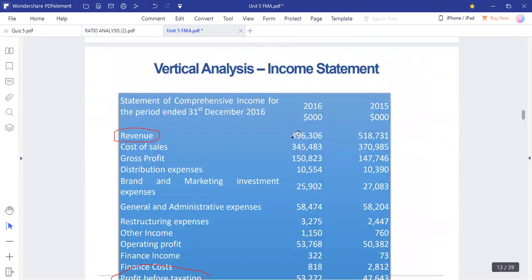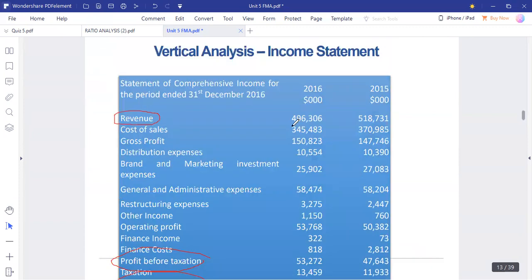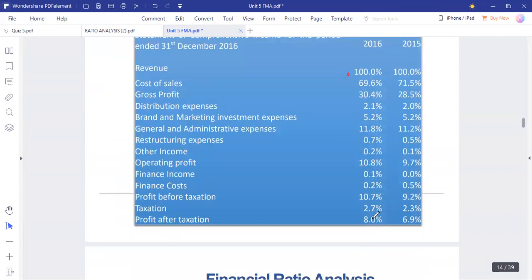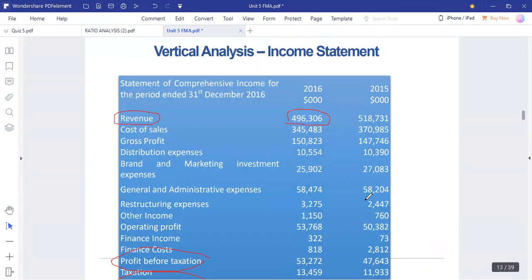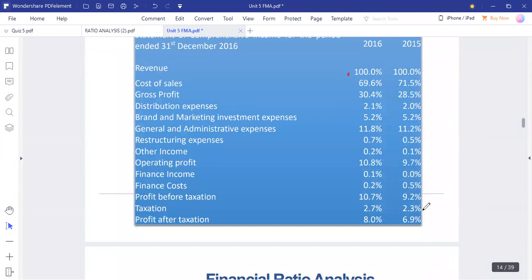So we're going to say 496 into 496 is 100%. 496 into 345 is 69%. 496 into 150, 496 into 10. You divide this figure into each one of them to get the percentages times 100. So it will give you this arrangement. And when we go to the preceding year, we use this 518. So you divide 518 into each of these throughout, and the percentages that come will be as follows.